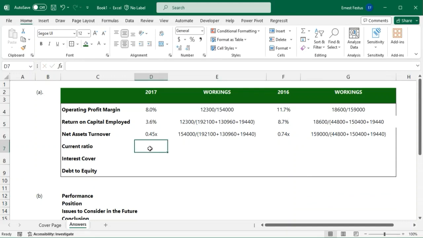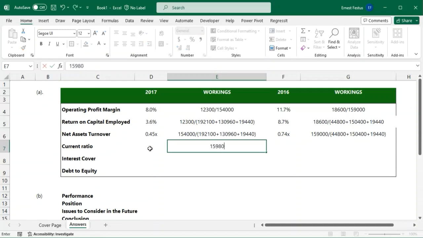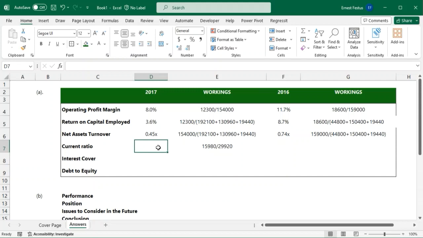Alright, then we have our current ratio. The current ratio, as I said, is equal to the current assets divided by our current liabilities. And from our question, the current asset figure is equal to 115,980 divided by my current liabilities, which is 29,920. The current ratio, mind you, is a ratio, so it is always expressed as is to 1. So whatever figure we have is to 1.